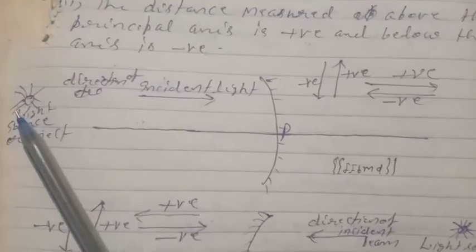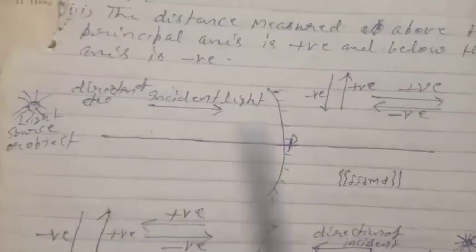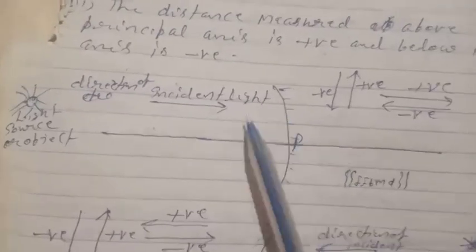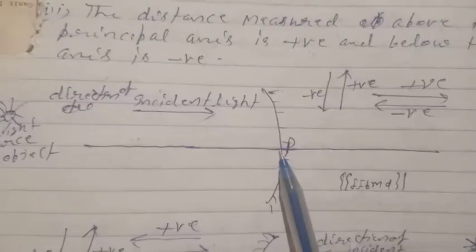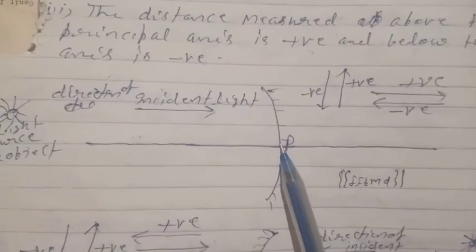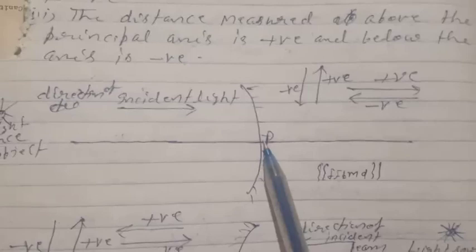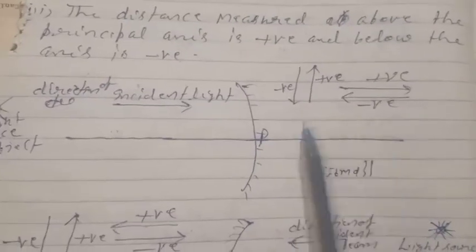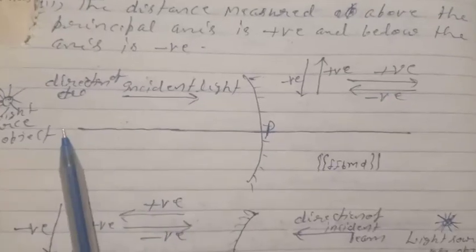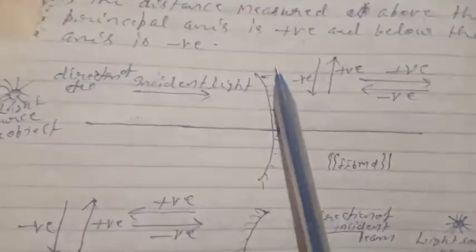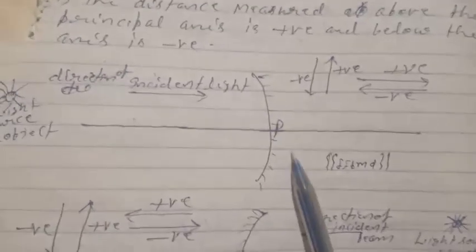Here is a light source, and light is coming in this direction. This is a mirror. This is the polished part, and this is the reflecting part. And incident light is in this direction. We have to measure all distances from this point, which is called the pole of the mirror. This direction will be positive, and the direction opposite to the incident light will be negative, and the upward direction will be positive and below the line the direction will be negative.